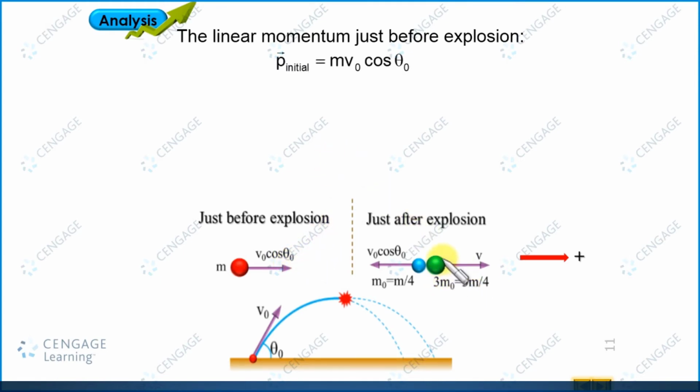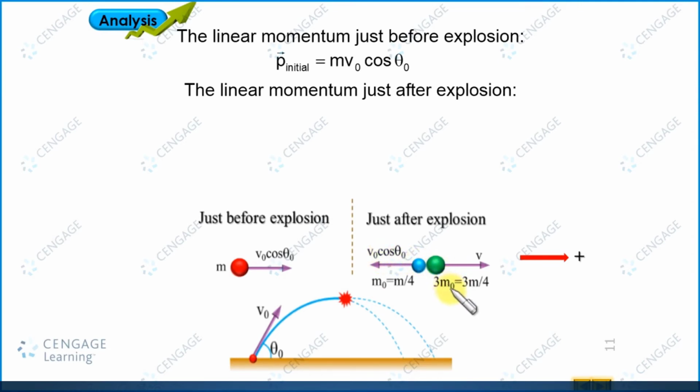Now let us write the linear momentum of the system of the particle. Now we have two particles just after explosion. This is equal to minus m naught multiplied by v naught cos theta naught plus 3m naught multiplied by v. V is unknown. Okay, and we know this value is m/4 and this value is 3m/4. So let us apply the conservation of linear momentum of the system of the particles just before and just after explosion. This linear momentum should be equal to this linear momentum.